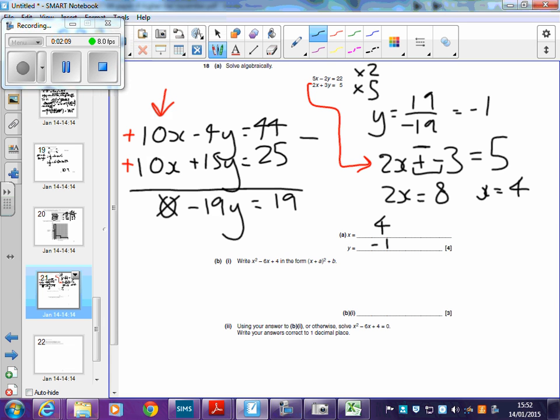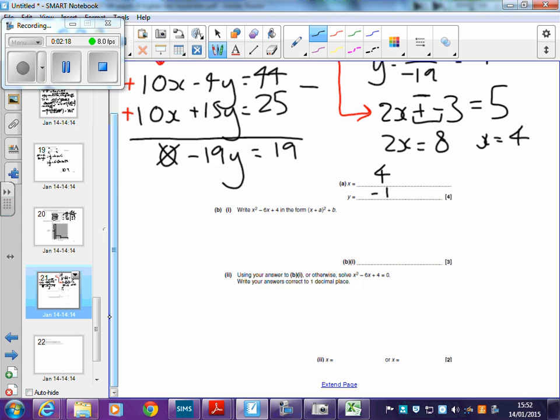Okay, next part, and this is something called completing the square. Write x squared minus 6x plus 4 in the form x plus a squared plus b. This is basically just a method you have to memorize, so if you can't remember how to do it, get yourself on Maths Watch or whatever and just learn it.